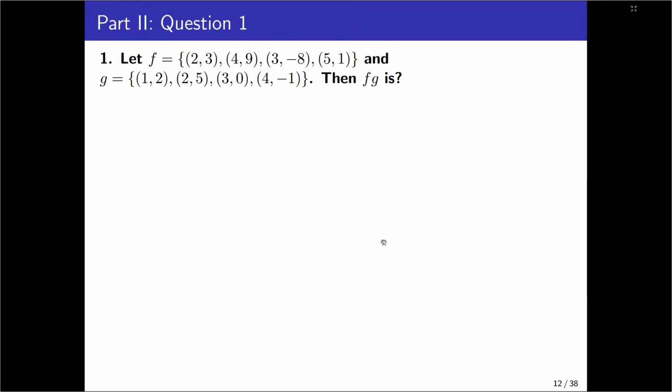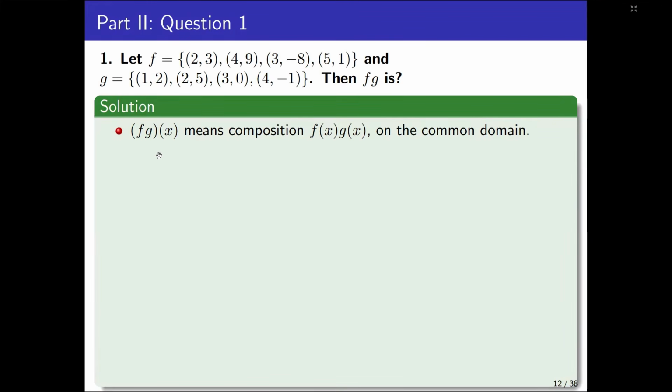Okay, this is all for the first part of the question, and the next part is part 2. The first question is this one: let f be the set containing (2, 3), (4, 9), (3, minus 8), and (5, 1), and let the second function g contain (1, 2), (2, 5), (3, 0), and (4, minus 1). Then we are asked to find f times g.